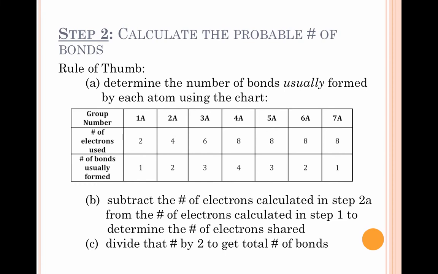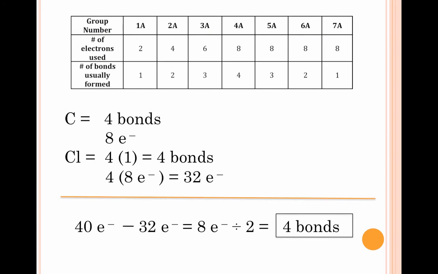So you're going to subtract the number of electrons calculated in step 2A from the number of electrons calculated in step 1 to determine the number of electrons shared. You're then going to divide that number by 2, because that's how many electrons are involved in a bond, to get the number of bonds. So if we look here, again, carbon is in 4A, so it's usually going to make 4 bonds with 8 electrons. Chlorine is in 7A, 1 bond, 8 electrons. Notice again, I'm multiplying these two numbers for chlorine by 4 because 4 was the subscript on the chlorine. So I would get 4 bonds total, 32 electrons.